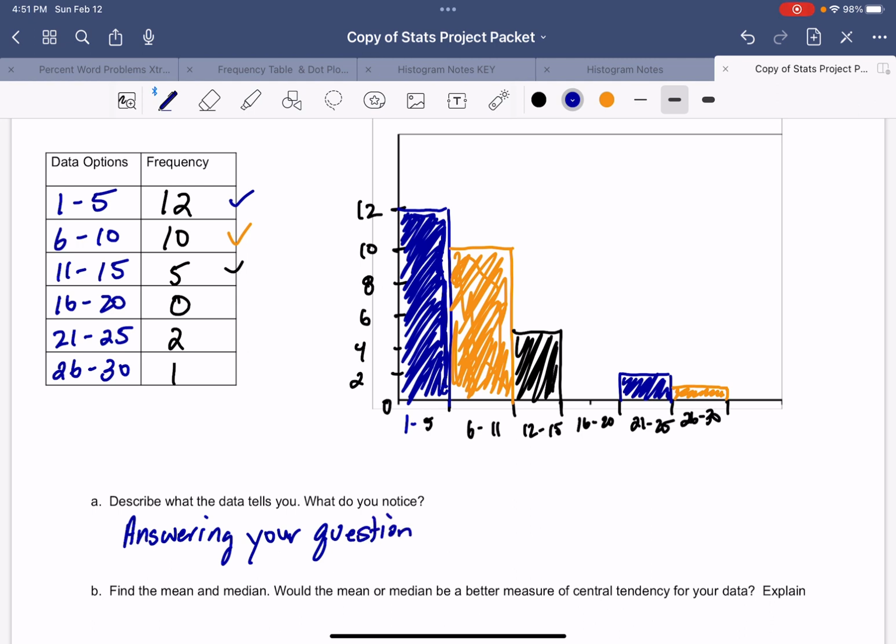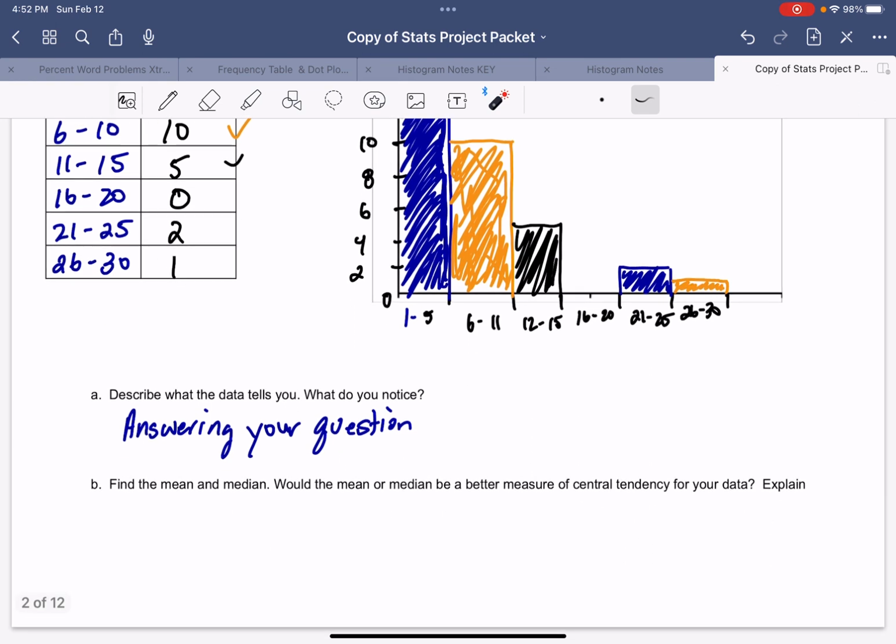So if you want to know how many days a month did you work out, you say, well, most of my respondents worked out less than 15 days a month. Or you could say, not many people worked out more than 15 days a month, or washed their hair more than 15 times a month, or went grocery shopping more than 15 times a month, okay? It's asking you, what do you notice? So tell me what you notice here.